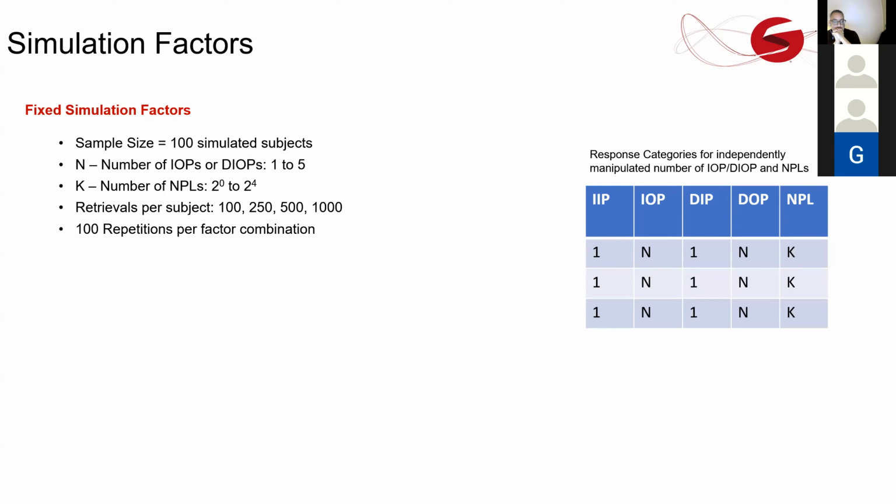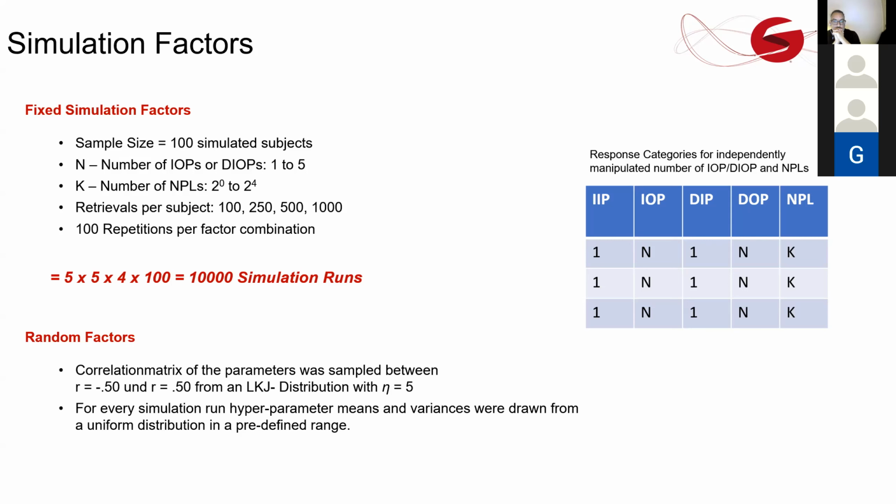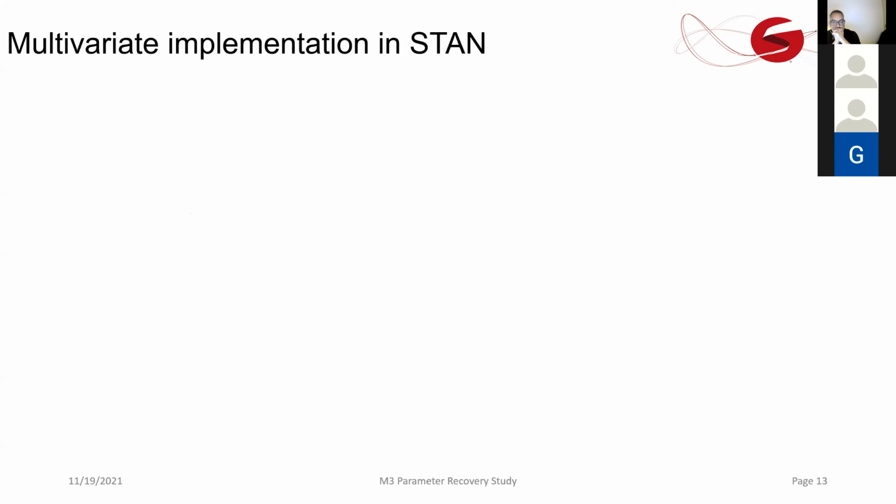To account for random simulation noise, we ran every simulation 100 repetitions per factor combination, and this resulted in 10,000 simulation runs in total. As random factors, we implemented a correlation matrix of the parameters, which was sampled between -0.50 and +0.50 from an LKJ distribution with eta equals 5. And for every simulation run, the hyperparameter means and variances were drawn from a uniform distribution in a predefined range, which I will show you now.